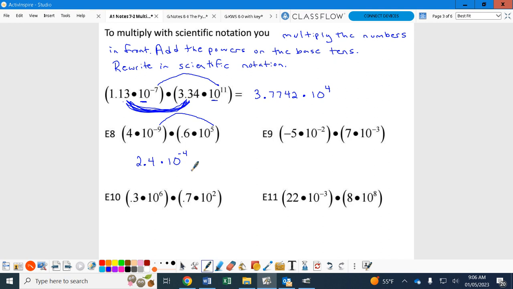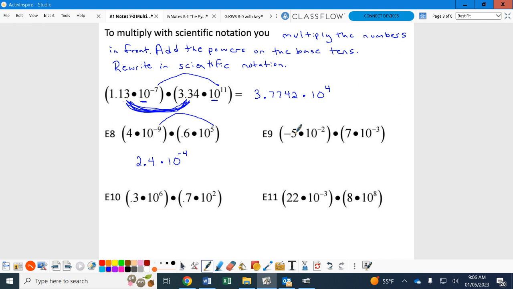Can we have a negative exponent when we're doing scientific notation? Yes, it's the only time you can have that on our test. Now, do we have one number in front of our decimal? So we're good. That is scientific notation. We haven't started changing any yet. We haven't started having to move any decimals. The next one you do, just so you know, we're building up to that.